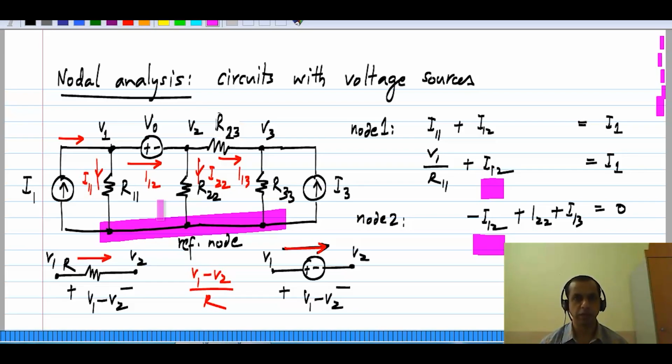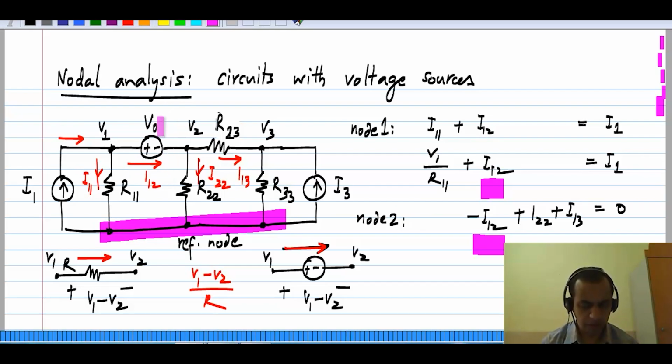The currents in voltage sources cannot be related to the voltage across the voltage sources. Okay. So what is it that we do? You notice that again the voltage source is connected between node 1 and node 2, and in node 1 this I12 appears with a positive sign, and in node 2 it appears with a negative sign. Okay, it doesn't matter in which direction we take I12.